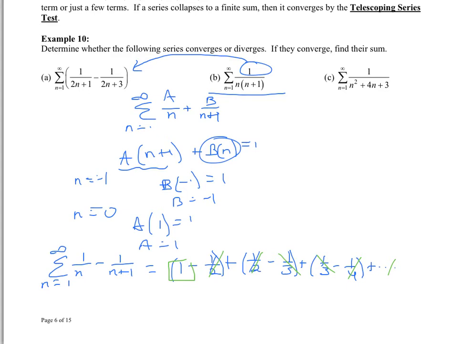So we'll look at some of those. Okay, so we have to draw our conclusion. We can't just leave it here. And we would say that if S sub n equaled that series, that S sub n converges to 1 by the telescoping series test.